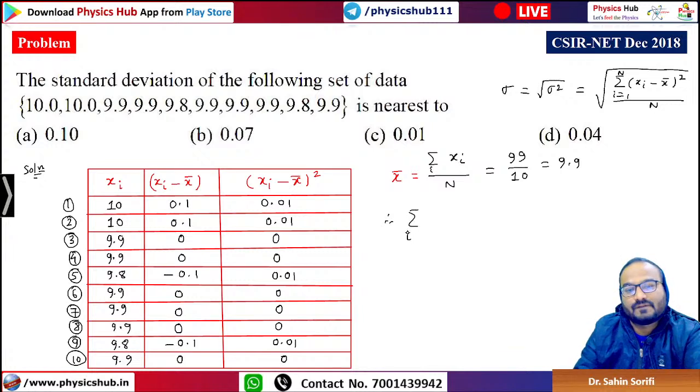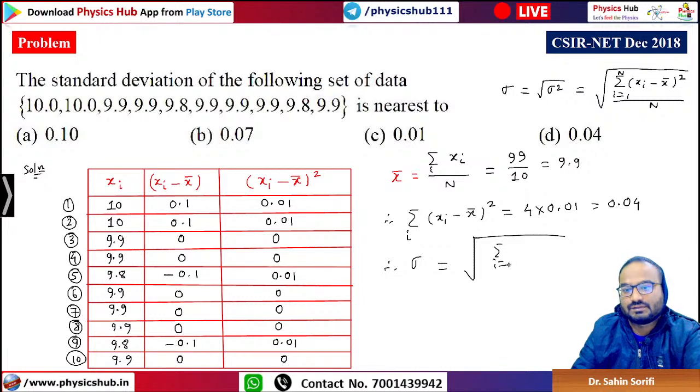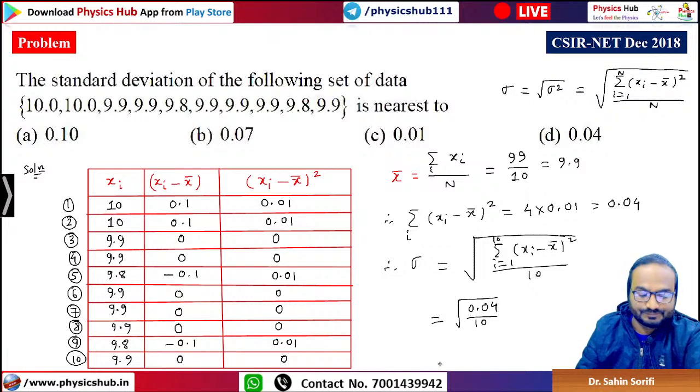Sum over i of xi minus x average square. You can see 1, 2, 3, 4. So 4 times 0.01, 0.04. So sigma value is equal to the square root of the sum over i equals 1 to 10 of xi minus x average whole square, divided by 10. Square root of 0.04 we have already calculated, divided by 10. So what value are you getting? 0.04 divided by 10.